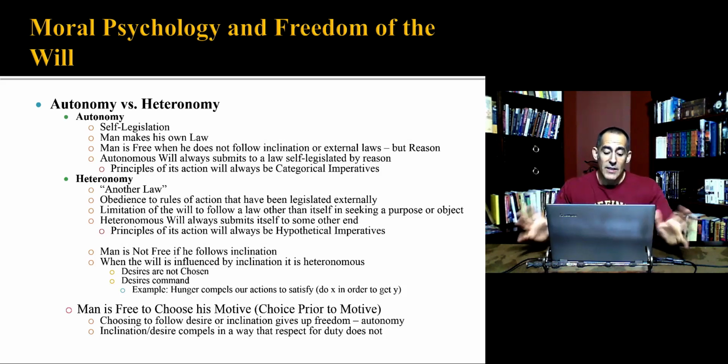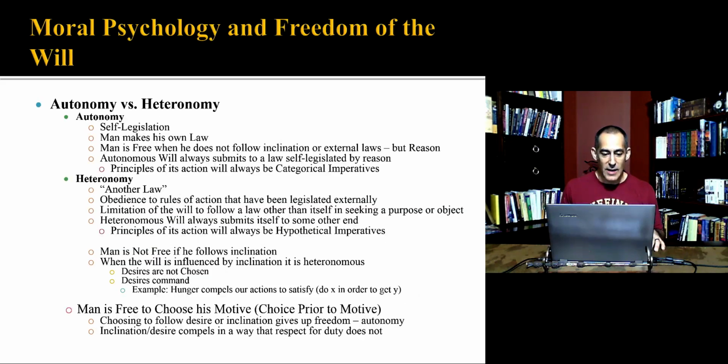Now, remember, he believes that man is completely free to choose his motive. And this is a strange thought we'll look at a little bit later, but choosing to follow desire or inclination, he believes, gives up your freedom, right? Gives up autonomy, because inclination and desires compel in a way that respect for law and respect for duty just don't. Okay? So the idea in Kant is we want to be autonomous lawmakers, and we're not going to be followers of some kind of heteronomy.